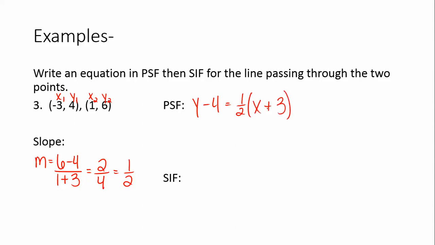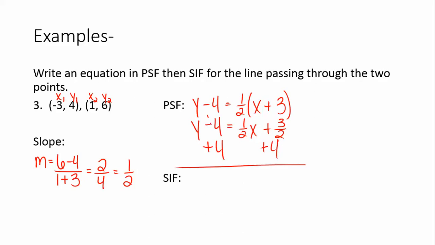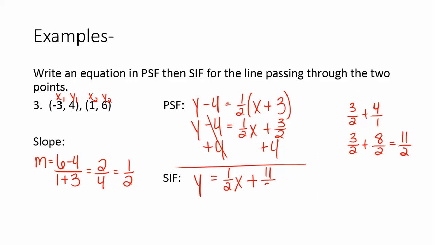Remember, the formula is a subtraction sign. When you're plugging in a negative number, it's minus a negative. So now we distribute. And after we've distributed, we add the 4 to the other side. And that gives us, for slope-intercept form, 1/2 x. Now we need to do 3/2 plus 4, or 3 over 2 plus 8 over 2 if I get a common denominator, and that's 11 over 2, so plus 11/2.